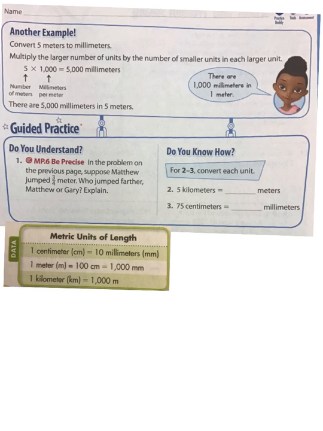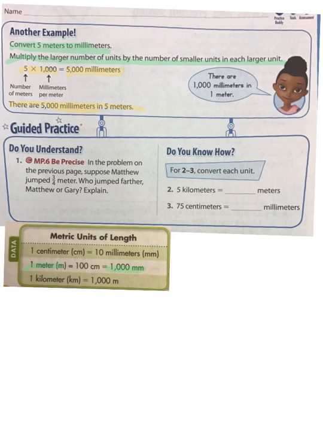Let's go ahead and look at another example, and I added the metric units of length chart to this page to help, so you don't have to flip back and forth. Okay, it says convert 5 meters to millimeters. So we're going to multiply the larger unit by the smaller unit. So if we want to change meters to millimeters, I can look here and see that 1 meter equals 1,000 millimeters. So all I'm going to do is multiply 5 times 1,000 and get 5,000. Therefore, there are 5,000 millimeters in 5 meters.